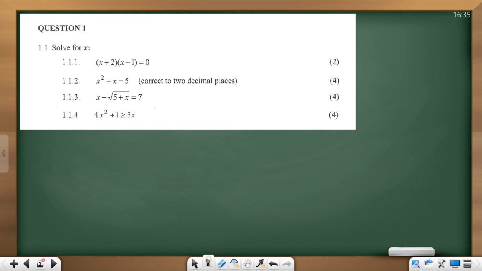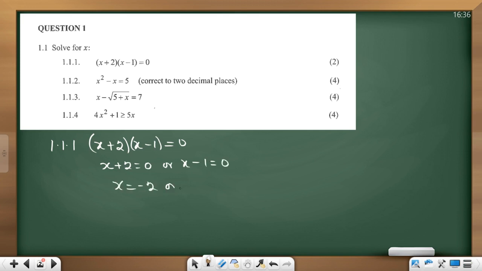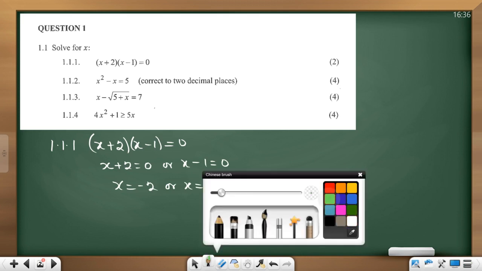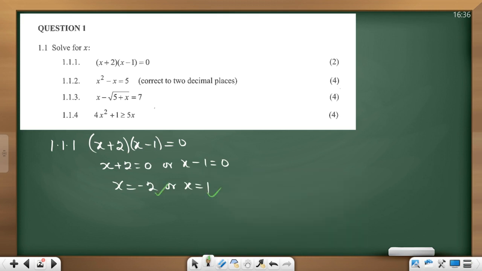I'm sure question 1.1 is a complete walkover for everyone. So 1.1.1, x plus 2, x minus 1. There is no need to expand this again. Some learners still want to say x times x and FOIL. No, you are wasting time. Each of these brackets should actually be equal to 0. And x equals minus 2 or x equals 1. You don't have time to waste there. 1.1.1, 2 marks.